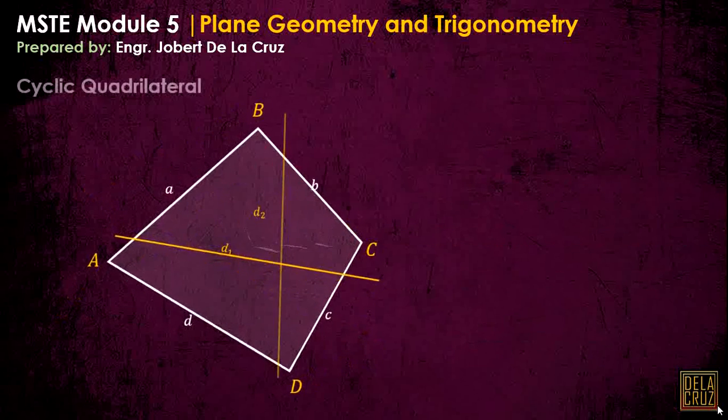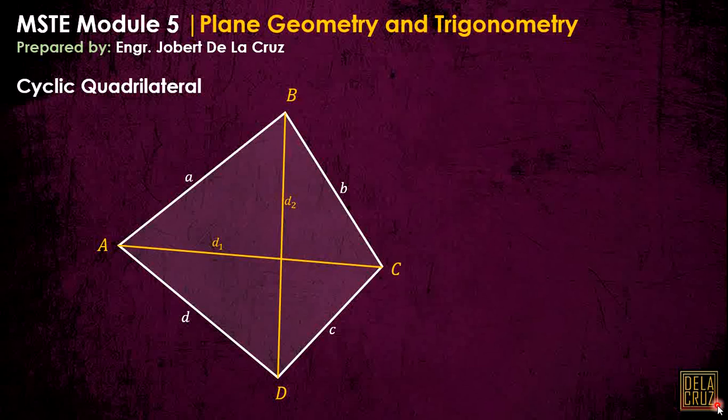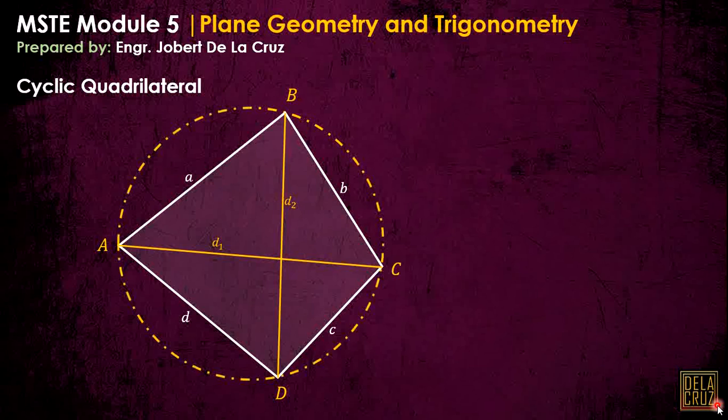Now, cyclic quadrilaterals. Cyclic quadrilaterals are quadrilaterals that can be inscribed in a circle, in this case. So, all of the vertices of the quadrilateral will touch the periphery of the circle. Okay? So, these are the important formulas or theorems here. The sum of the opposite angles should be equal to 180 degrees. The same goes for B and D. Dapat equal sila to 180 degrees.